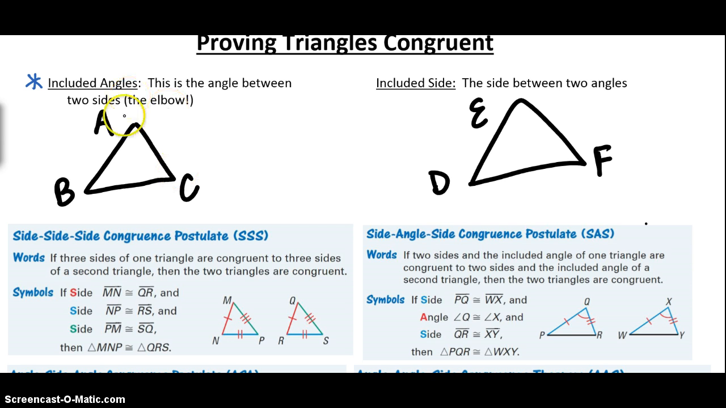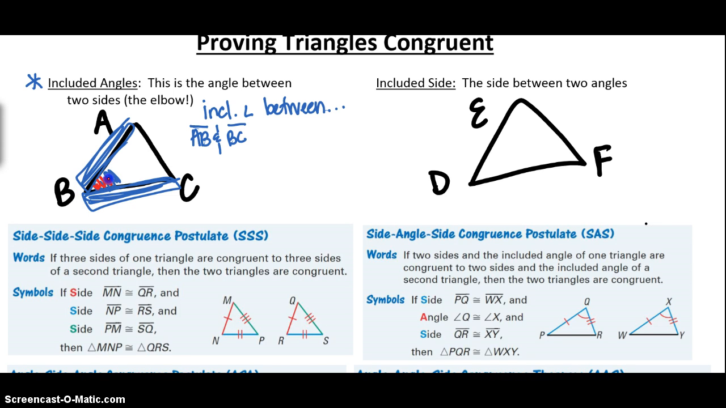So if we're looking at this triangle here, let's say I want to know what's the included angle between AB and BC. Okay, so let's look at the picture. Here's AB, here's BC. The angle would be the one in between those two sides. Look at those two sides I've highlighted. Do not look at AC. Do you see that this would be its included angle right in here? It looks kind of like the elbow of the angle, right? So its included angle would be angle B.